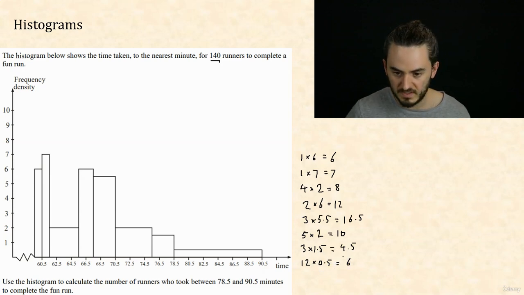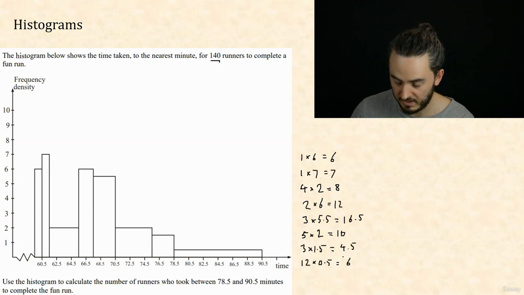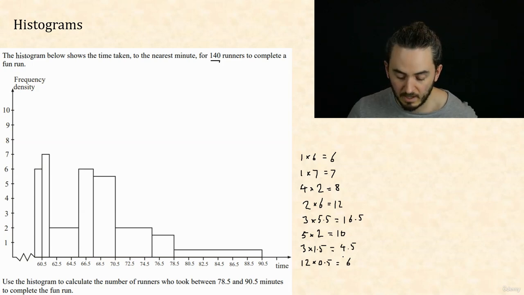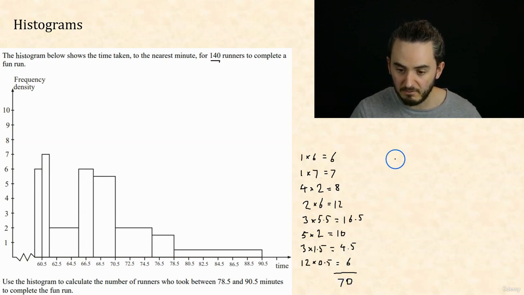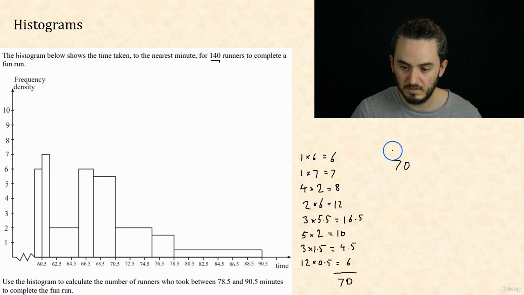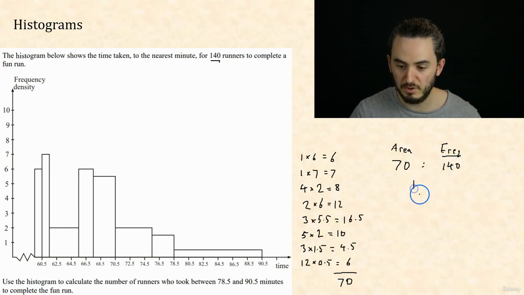Okay, we add all of these numbers up, and this is going to tell us what our area is. So 7 plus 6 plus 8 plus 12 plus 16.5 plus 10 plus 4.5 plus 6. Okay, we have an area of 70. So the sum of these is 70. So here's what that tells us. An area of 70 corresponds to a frequency of 140. So that means each single unit of area, each centimetre squared, must equal 2 runners.